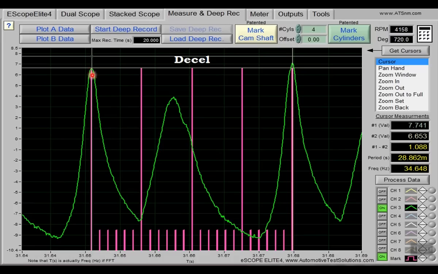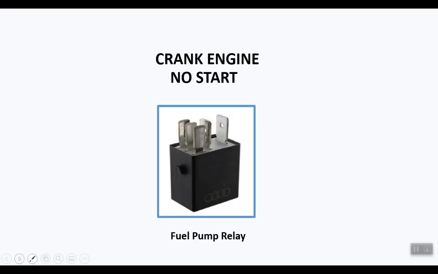So here's my decel cell, and again, I'm marking it, and we never look at cam timing during this event. I will show you shortly what happens during these decel events, and the timing structure will not be correct.